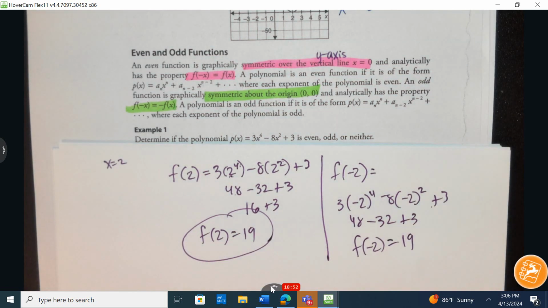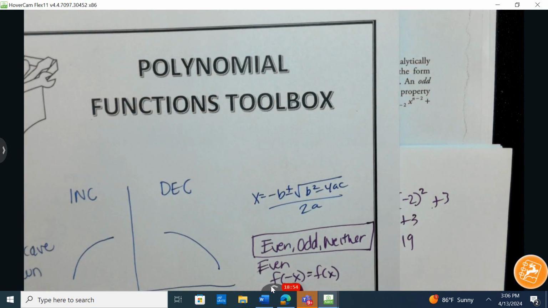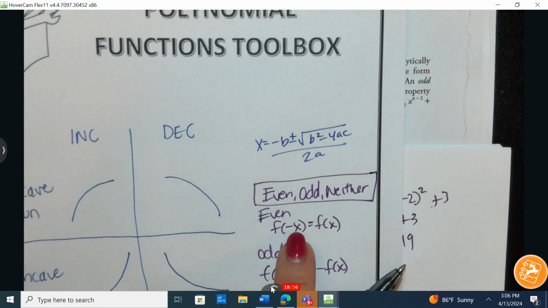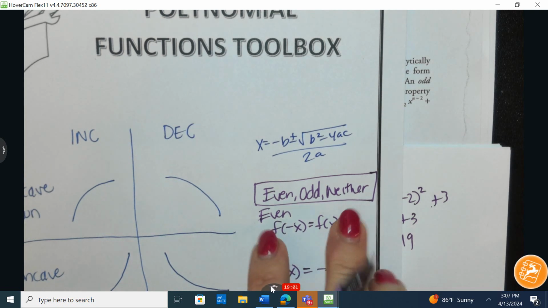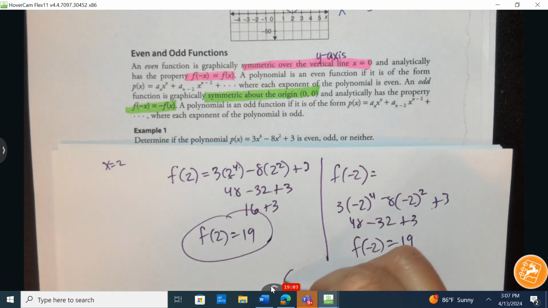Let's go back. When you take a value that you choose, I'd stay away from 0 and 1. When you take the value and then you change the sign on it and they're still the exact same outputs, we can say this is even.